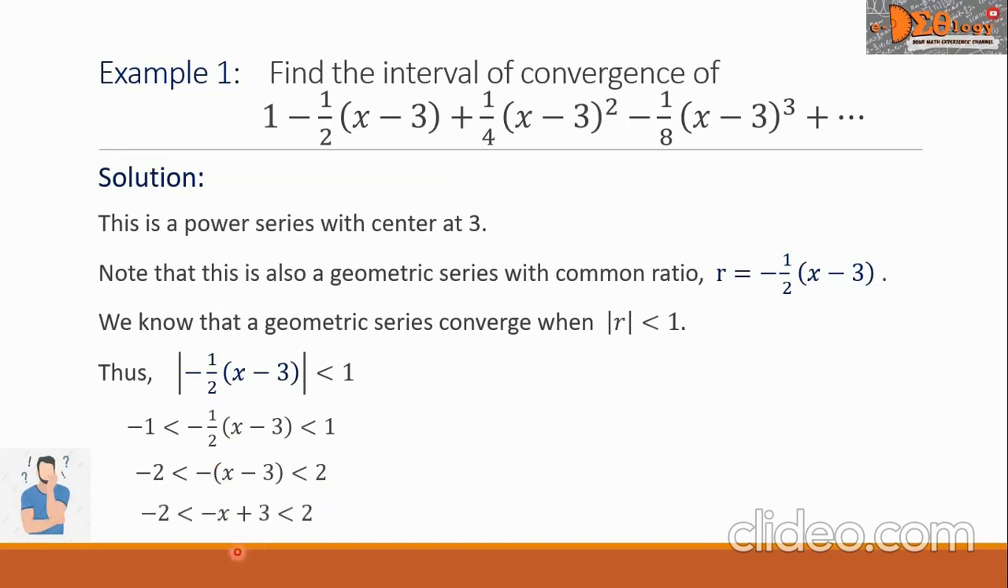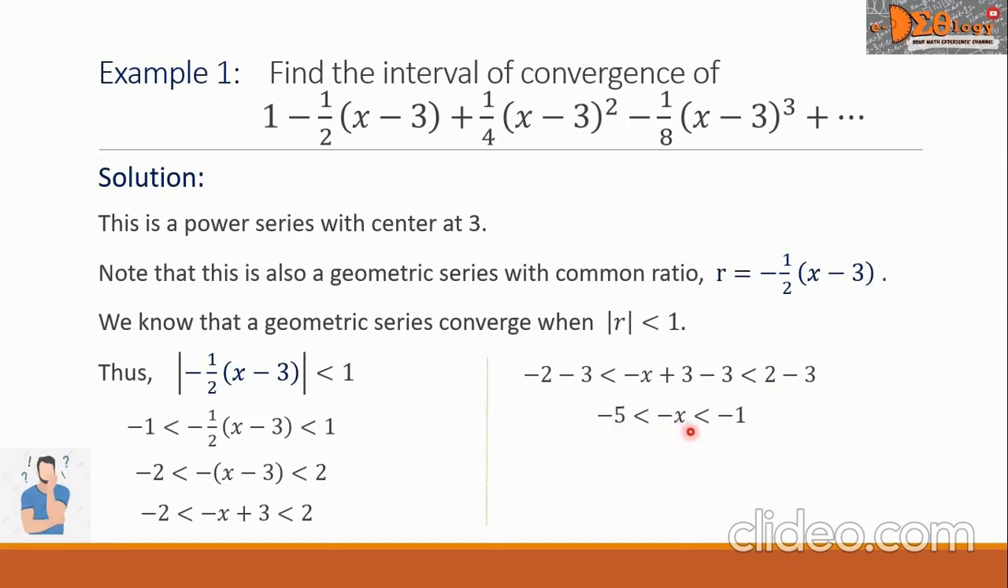Simplifying the middle value, we have now negative x plus 3. Let us isolate the negative x. We want this positive 3 to be deleted. So the left side becomes negative 2 minus 3. The middle term becomes negative x plus 3 minus 3, while the right side becomes 2 minus 3. Simplifying this, we have now negative 5 is less than negative x is less than negative 1.